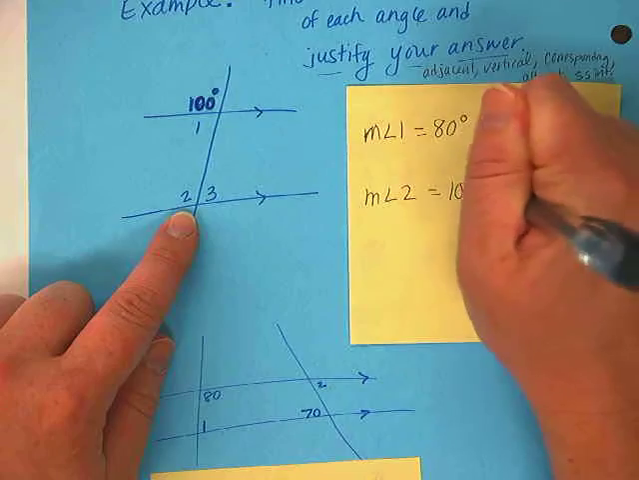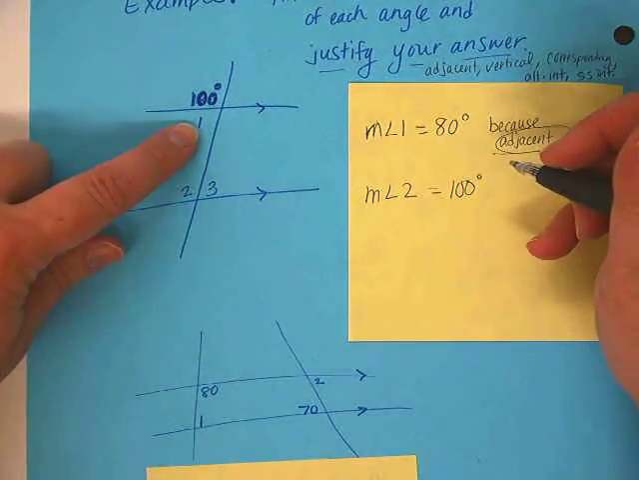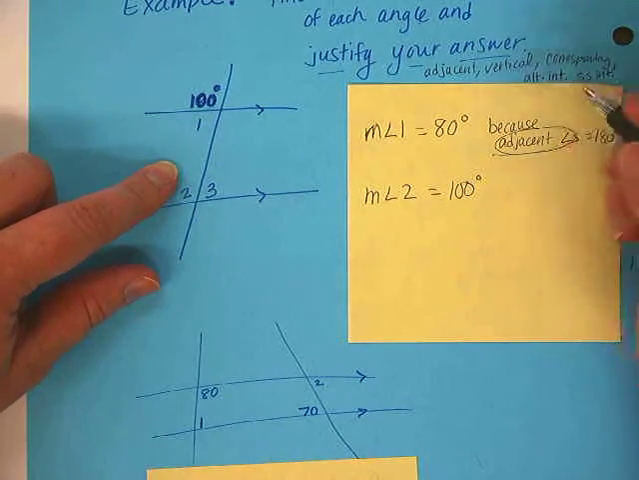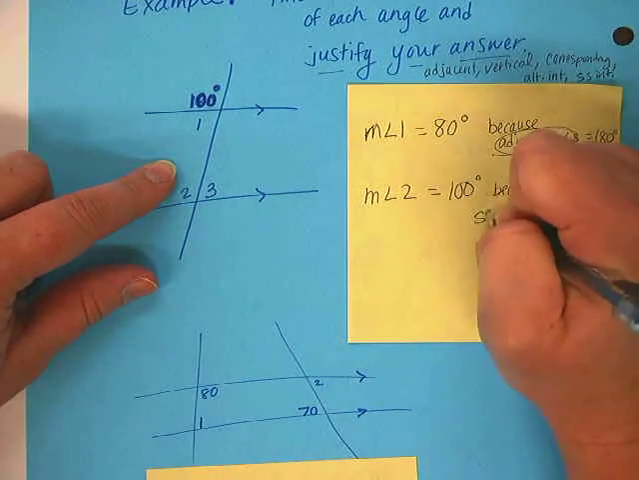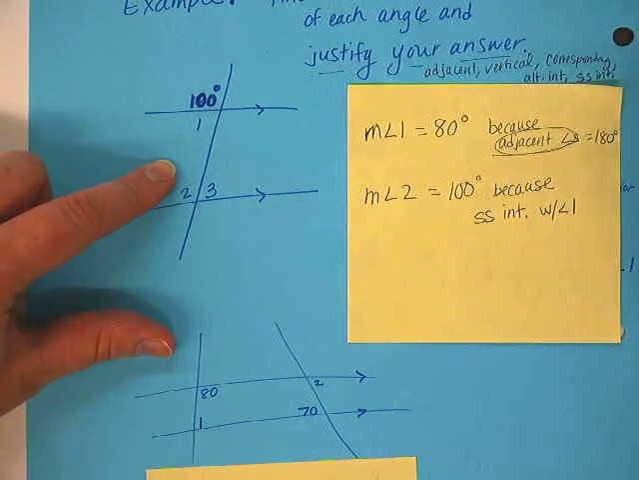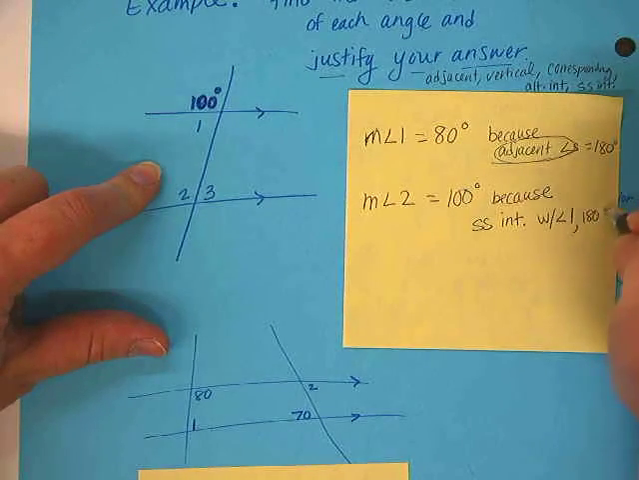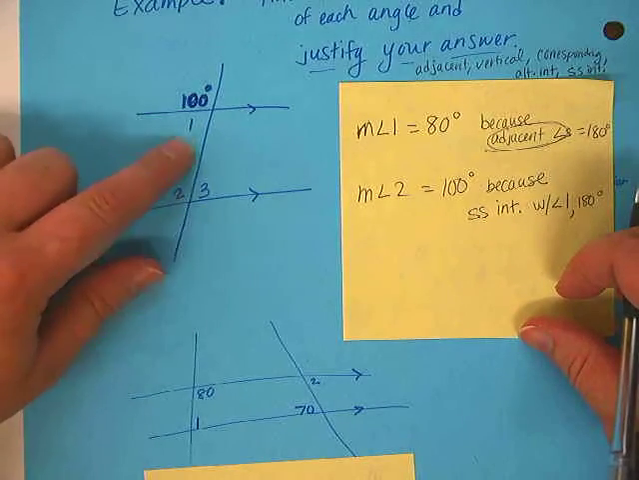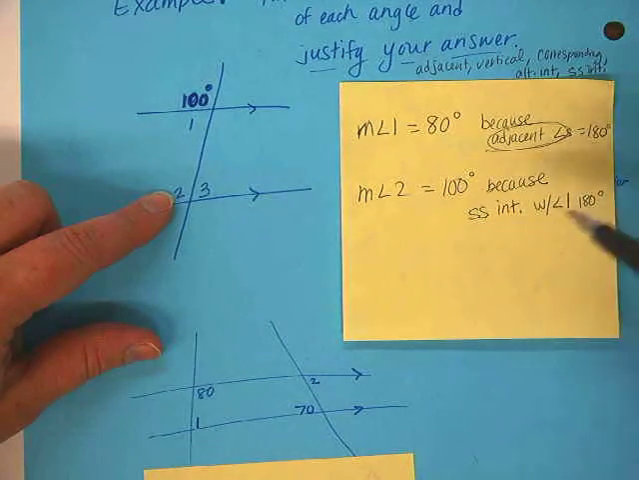Jacob? It is 100, and how did you figure it out? Same side interior with angle 1? Okay, so because it's same side interior with angle 1, and same side interior angles add up to 180, right? So if angle 1 is 80 degrees, then angle 2 is 100 degrees, so those two angles add up to 180. That's one way to do the problem.